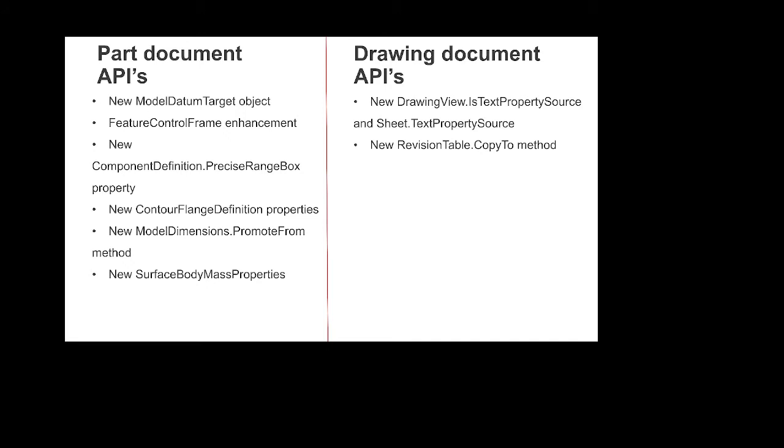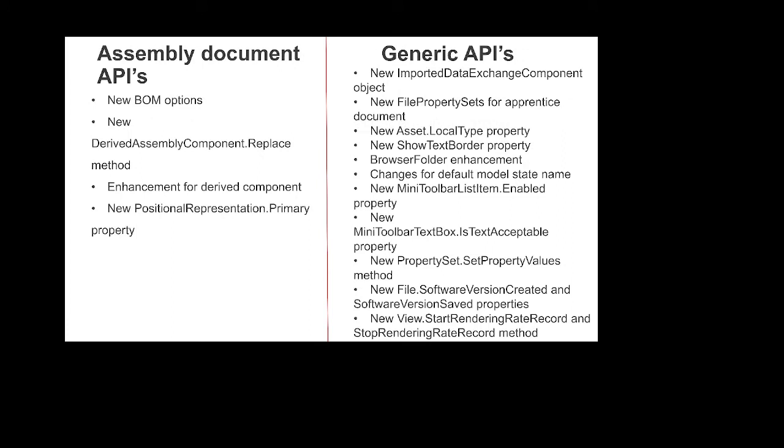Our second category is Drawing Document APIs. Only a couple of new APIs have been introduced. Our third category, Assembly Document APIs. In this also, only a few new APIs have been introduced and one enhancement has been done for derived component. Our final and big category is Generic APIs, you can see it has a huge list of new APIs and enhancements.